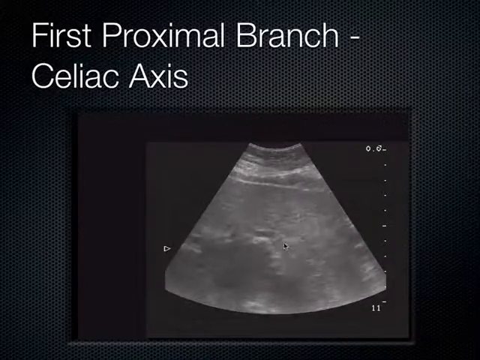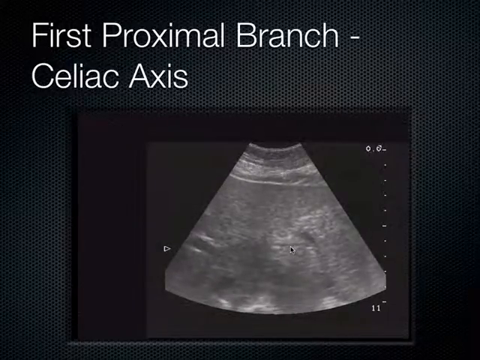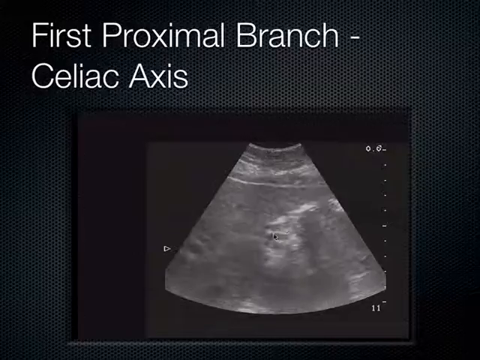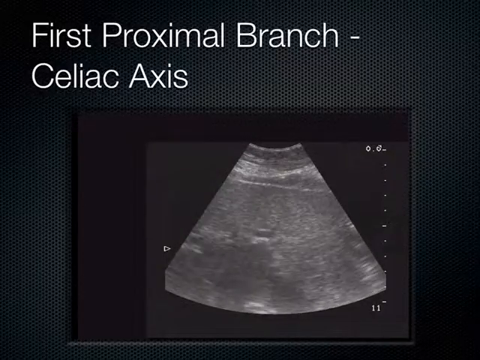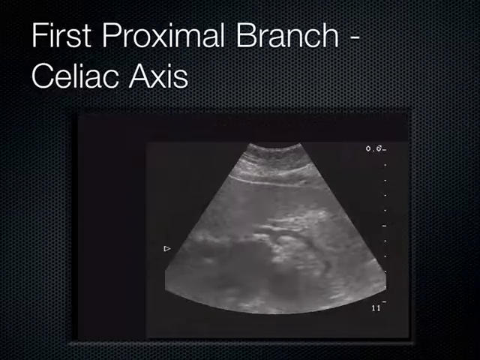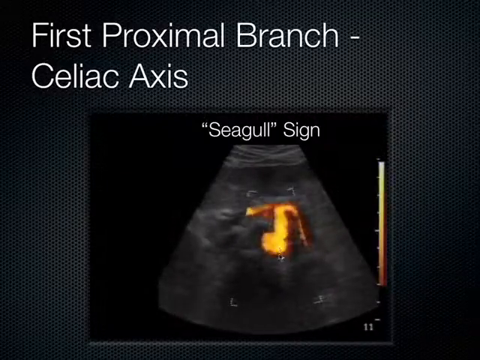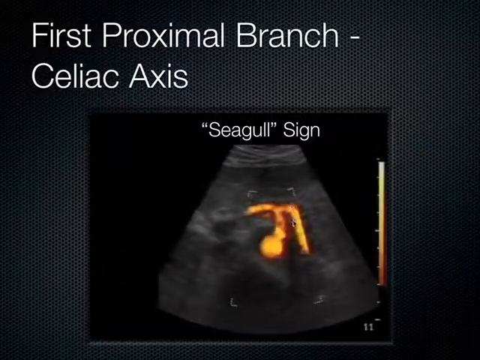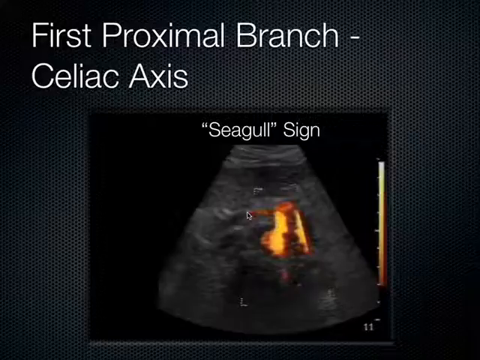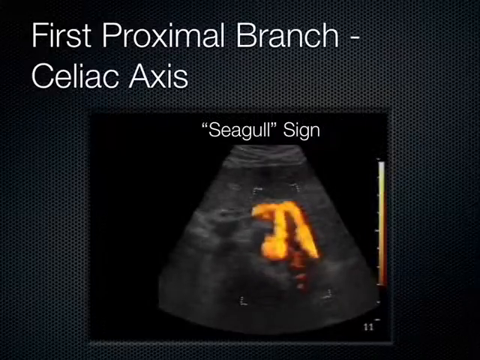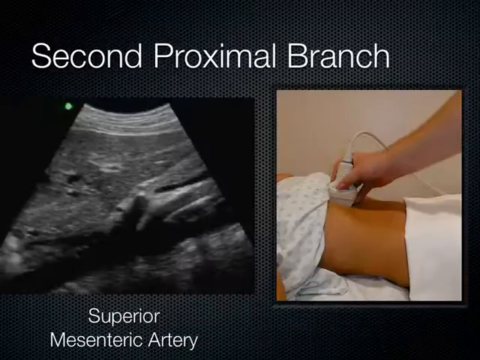We can see that this is the celiac axis coming over here, and it appears that the splenic artery is coming over this way, and the common hepatic is kind of going over this way. Sort of hard to see when it's moving around like that, but when you put power flow on it, we can make it out. Here's the aorta, celiac axis, splenic artery, common hepatic artery going this way. We sometimes call it the seagull sign, like the arms of the seagull, the wings of the seagull coming out.